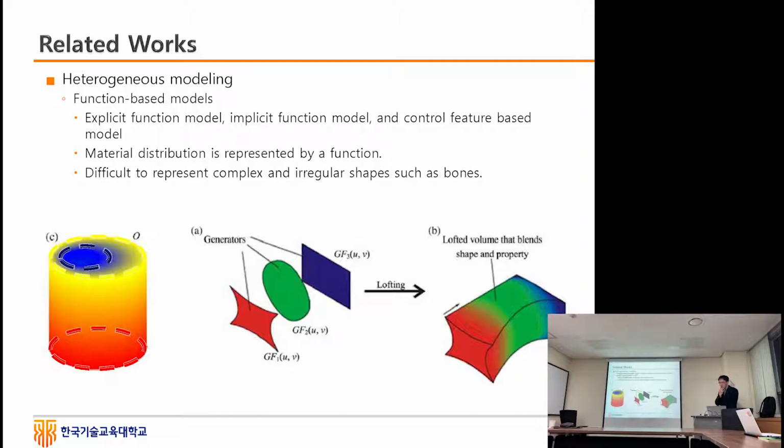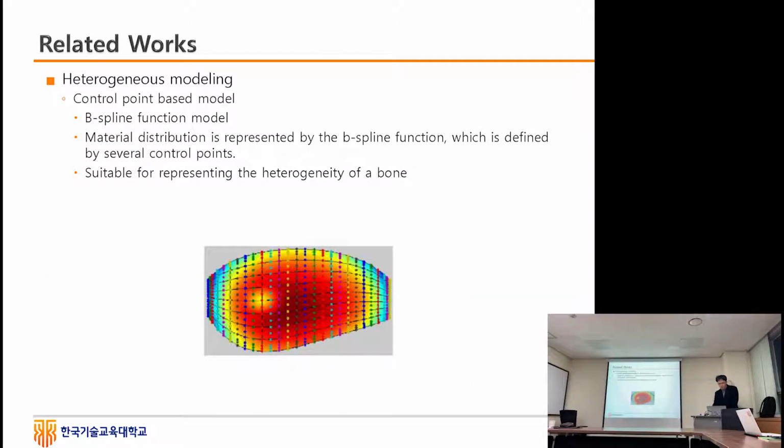But when using this method, it is very difficult to represent complex or irregular shapes, because representing an irregular shape using a function is very difficult. So the most popular method to represent a heterogeneous model is the control point based model.